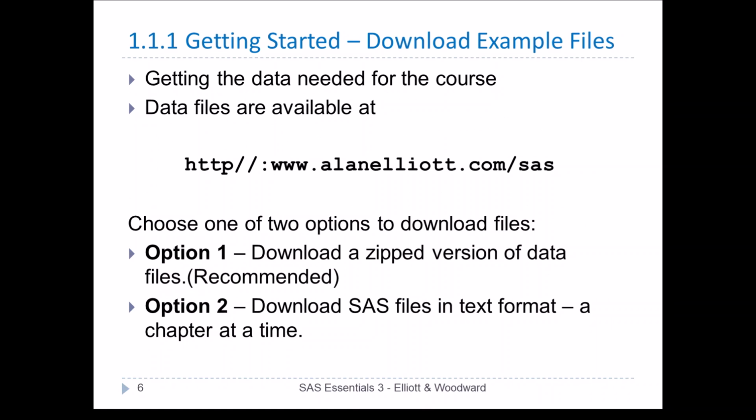But the first thing you need to do before you can use the examples in this book is put the data and the programs that we're going to be using on your own computer. And we've provided this information at this website, alanelliott.com/sas, lowercase. When you go to this page, you're going to see some options for getting the data. Two options. One is downloading a zipped version of the data, which we recommend. It's one simple download. Or two, you can download the SAS files in text format, one chapter at a time.